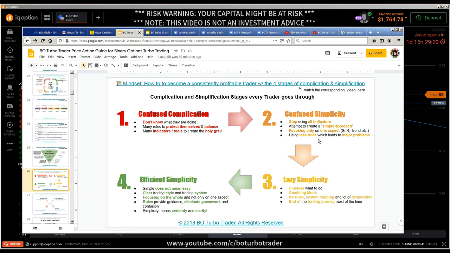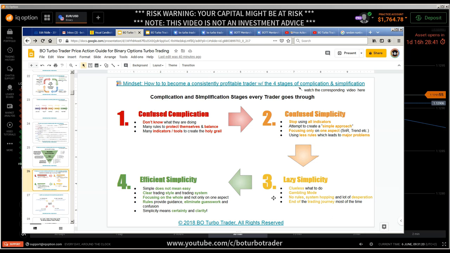Because then they do not have themselves under control. They are overtrading, doing impulse trading, doing revenge trading, because at the end they have no rules anymore. They trade without having rules, which is really hard stuff. They feel much more free, but at the end this freedom which they gained will lead to losing much more money.